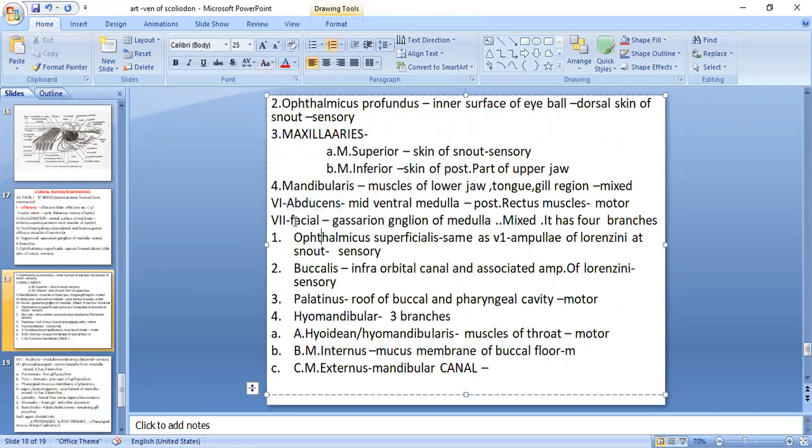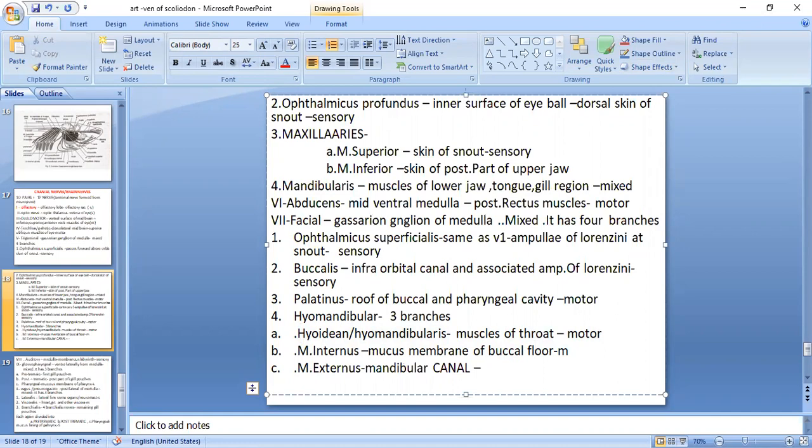Okay, and the seventh one is the facial nerve. It again has four branches, and the fourth branch again contains three sub-branches. The biggest one is actually the vagus, or tenth, but the seventh is the second biggest. So the seventh, the facial nerve, is again divided.